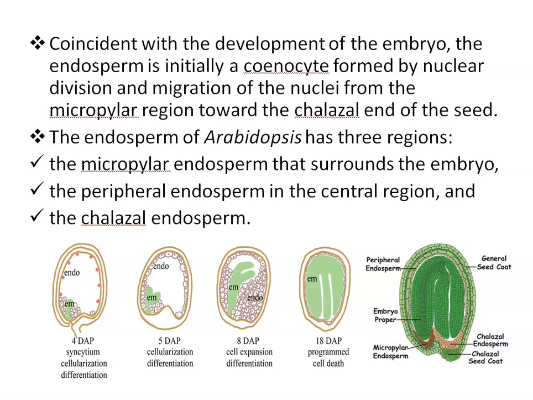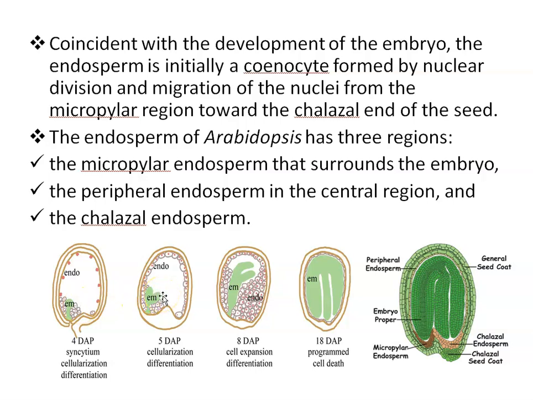The endosperm is initially a coenocyte formed by nuclear division and migration of the nuclei from the micropylar region toward the chalazal end of the seed. You can see here the different stages of endosperm development in the case of Arabidopsis. So this is the condition 4 days after pollination, that is the coenocytic condition.